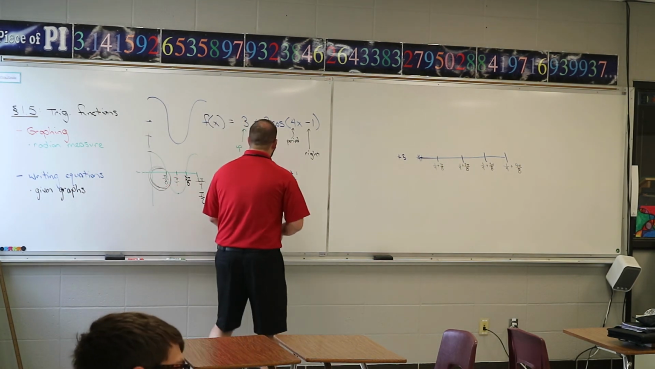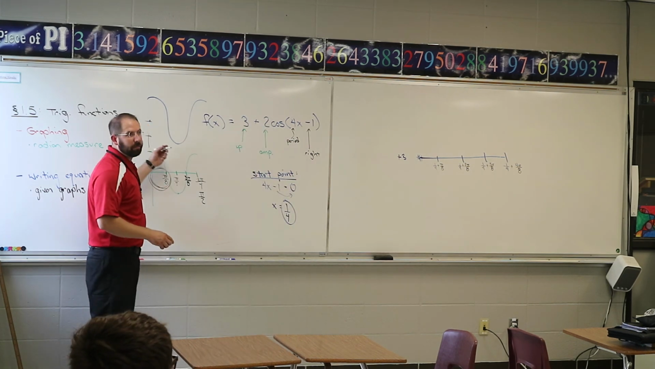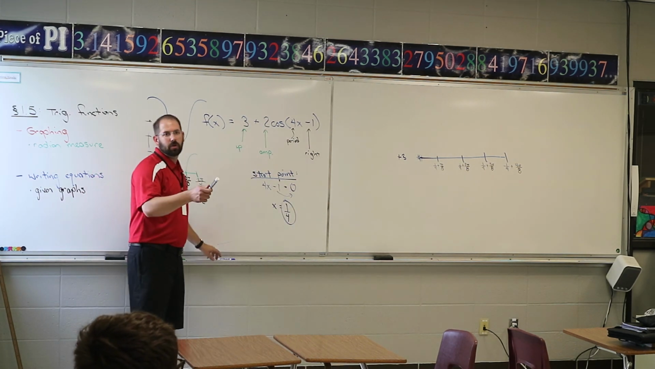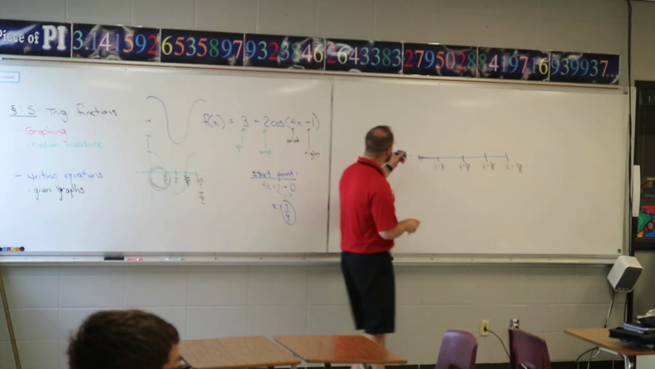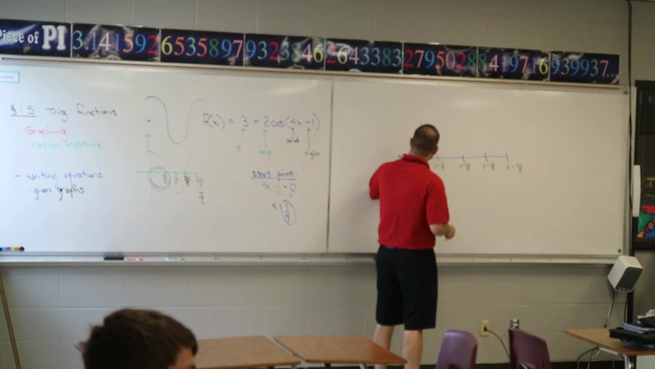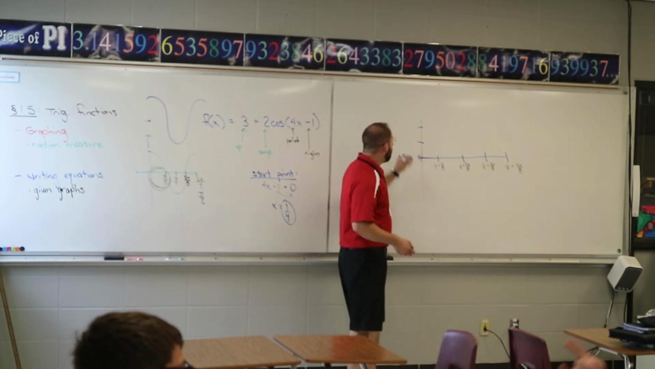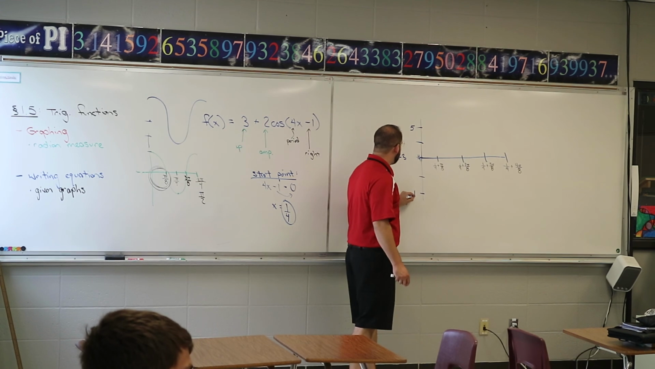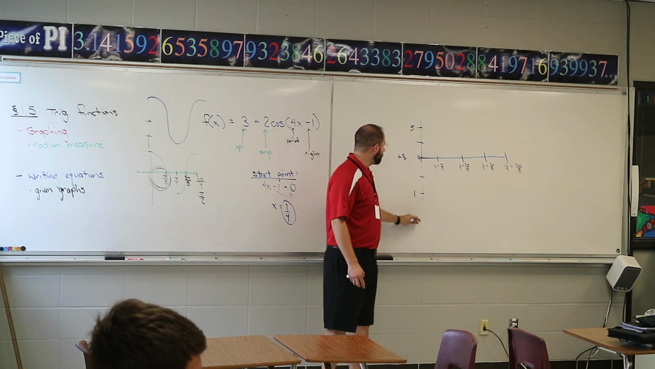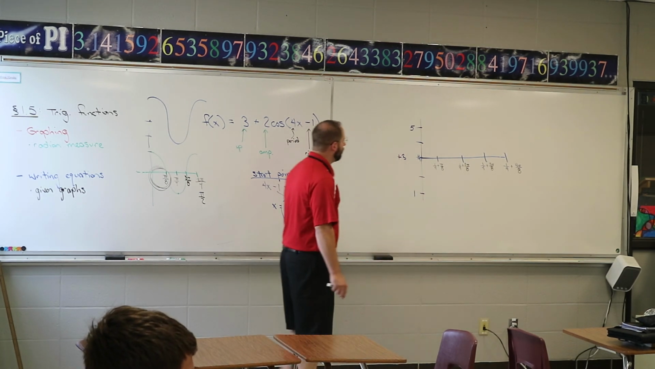Alright, now, we know that this graph has been shifted up 3, but what's my amplitude from that 3? 2. So we're going up 2. If we go up 2 from there, I'll hit a total peak of 5 and hit a low peak of 1. The 0, 0 is like down over here somewhere.